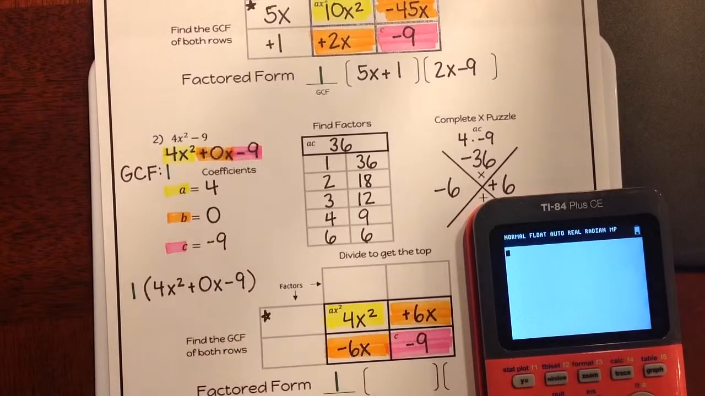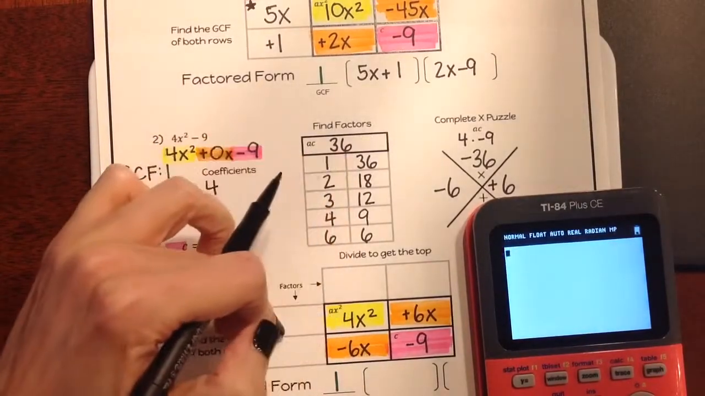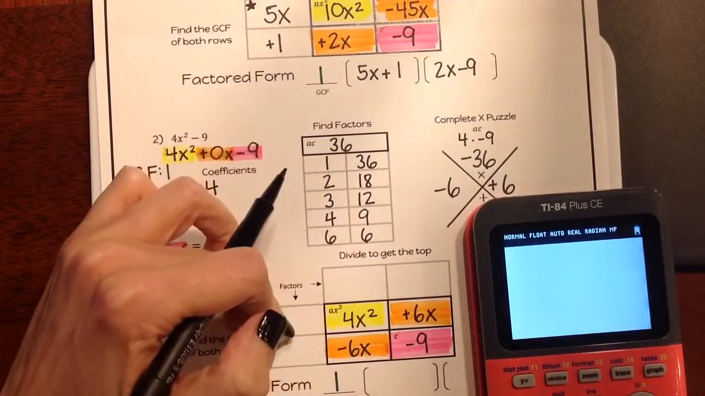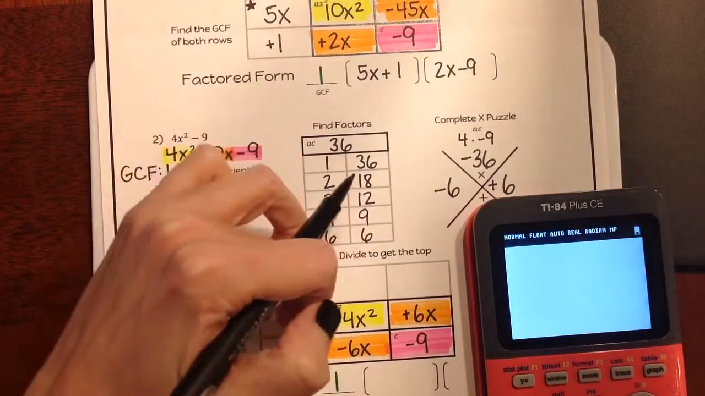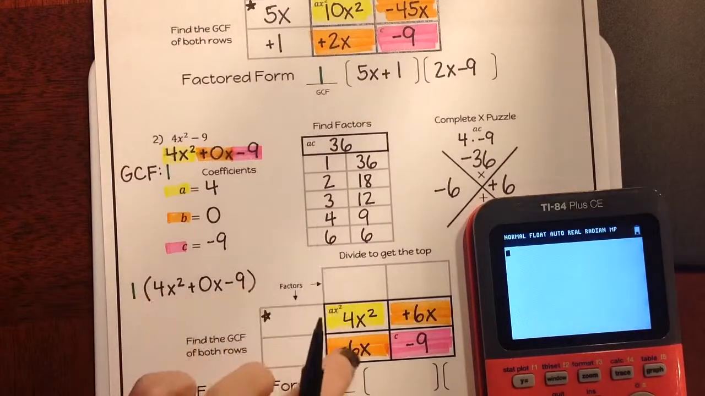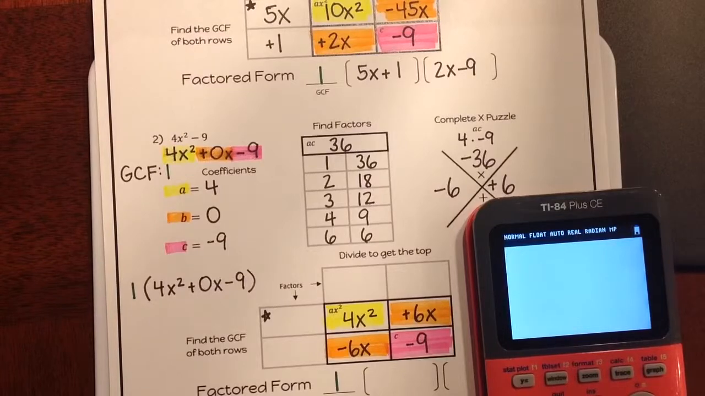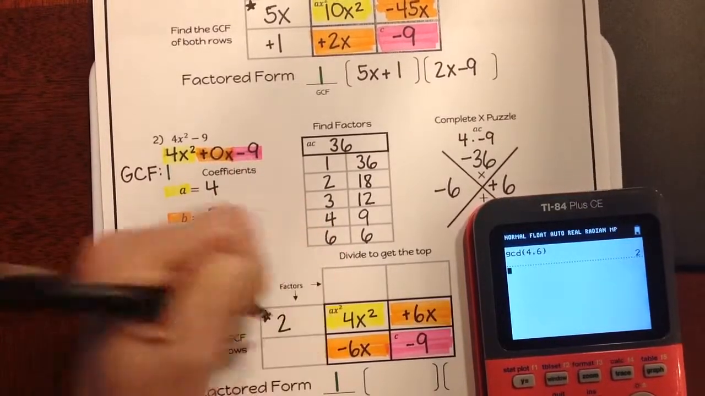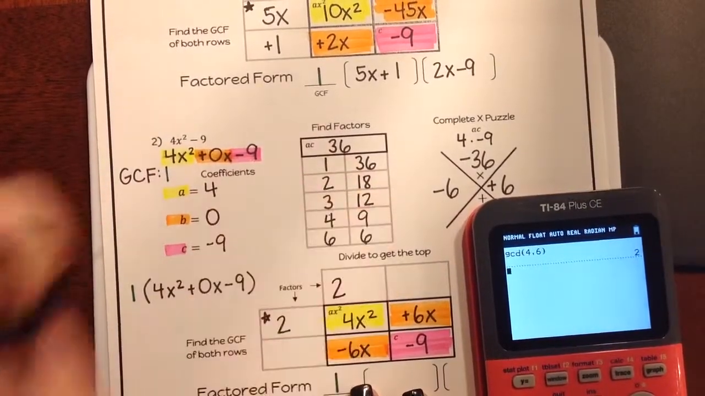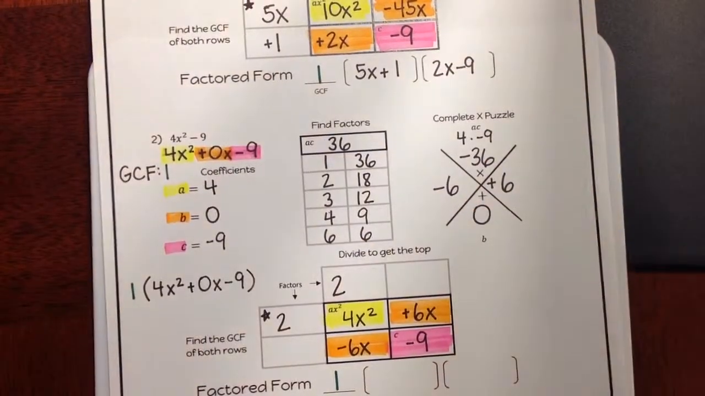I always GCF this box, so I'm GCFing this top row to help me figure out how I'm going to bust apart this 4. Because again, I could split it up 4 times 1. It could be 2 times 2. I want to make sure I find the correct factors of 4 because they're going to have to multiply to make this box and this box. And if I pick the wrong factors, I'm going to have trouble filling in these GCFs for the rows and columns. So I'm going to GCF 4 and 6, and that GCF is a 2, which tells me that that 4 is broken up into the factors 2 and 2.